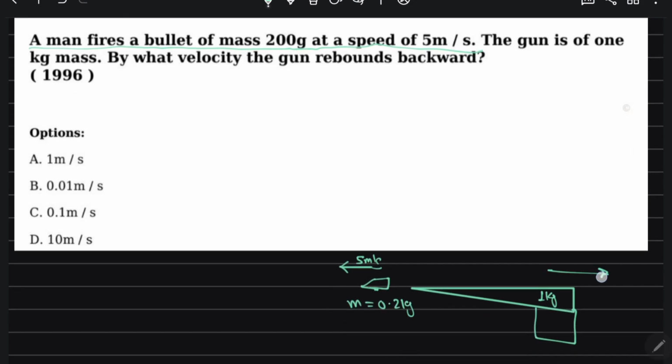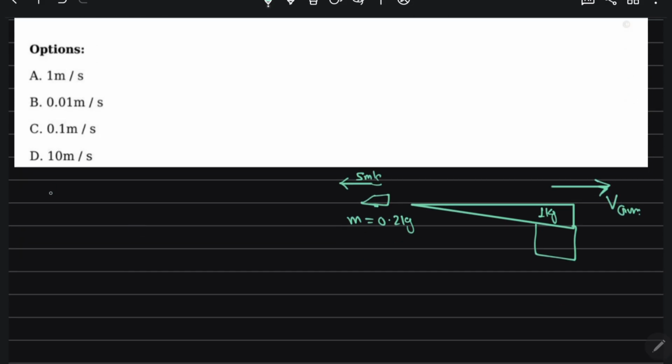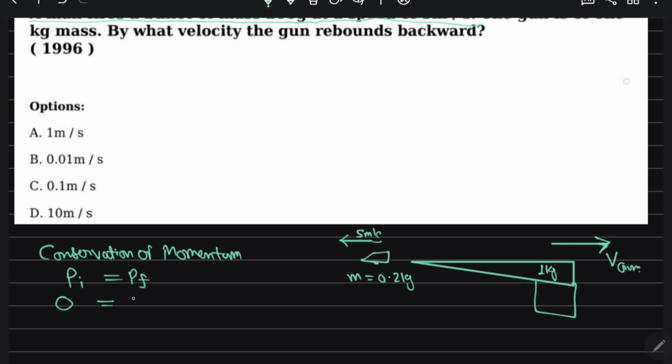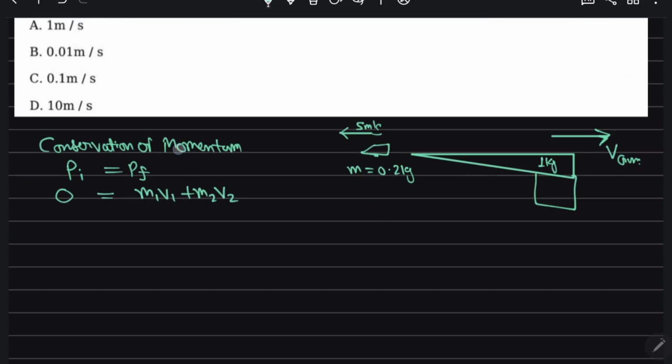Means they are asking the velocity of the gun. So just apply conservation of momentum. P initial is equal to P final. Right? Initially both are at rest. Then after that when we fire the bullet, the momentum is m1 v1 plus m2 v2. Then I write m1 v1 is equal to minus m2 v2.